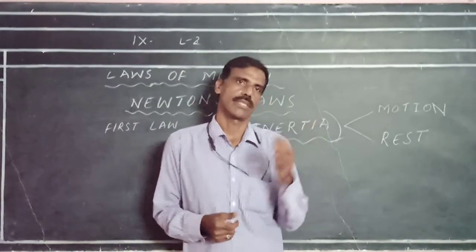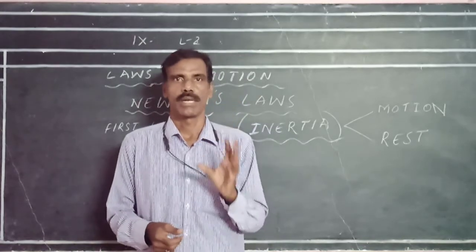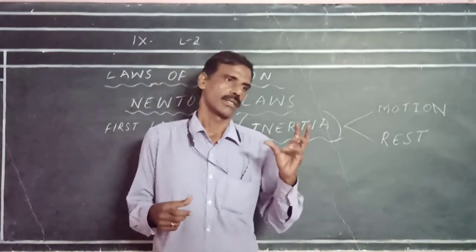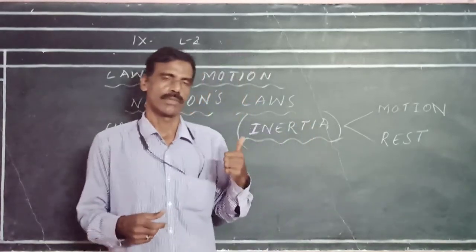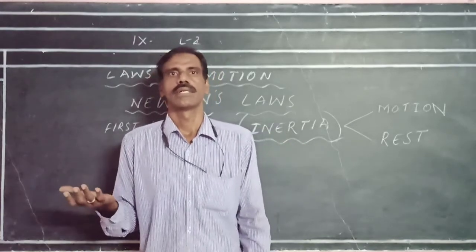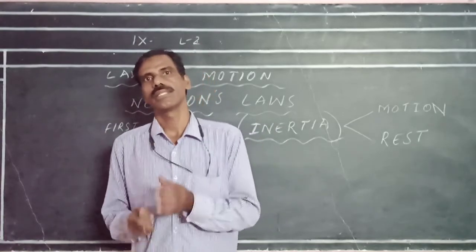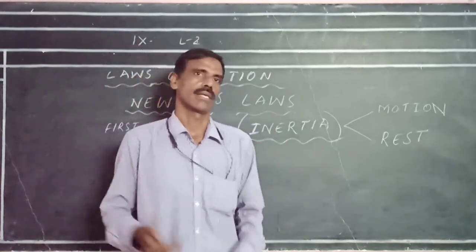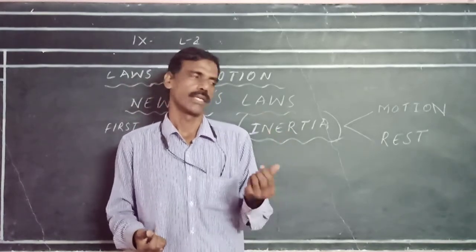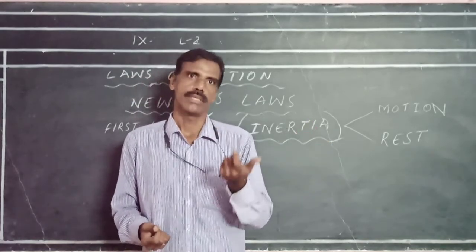Once again I am repeating the same topic. Inertia depends on the mass of the object. Why? When we take two objects, one with heavier mass and one with lesser mass, if you try to push the two objects, we can easily move the object with lesser mass when compared to the heavier mass. That's why we can say that inertia depends on the mass of the object.